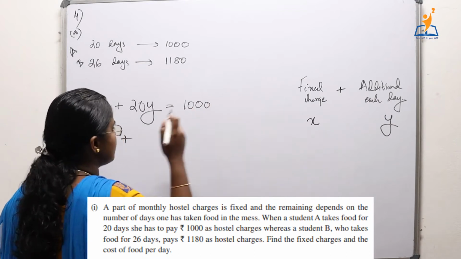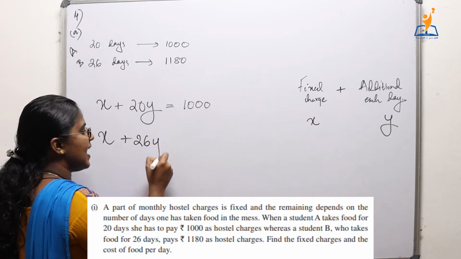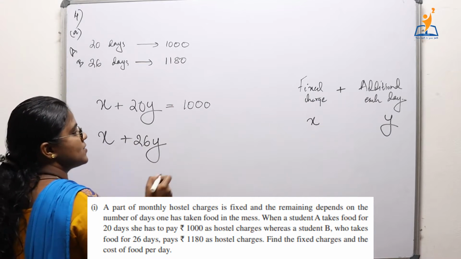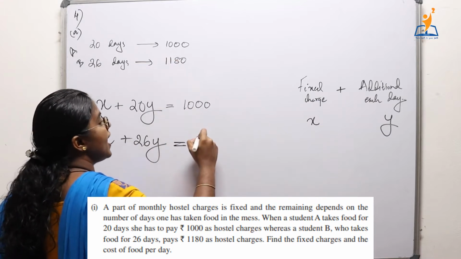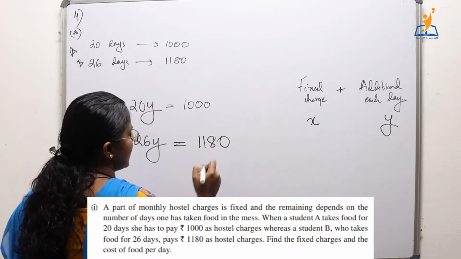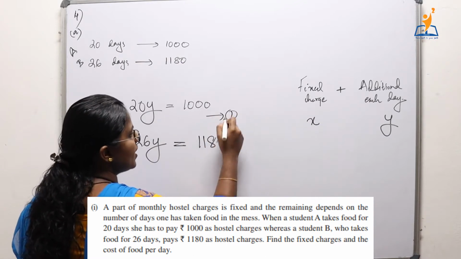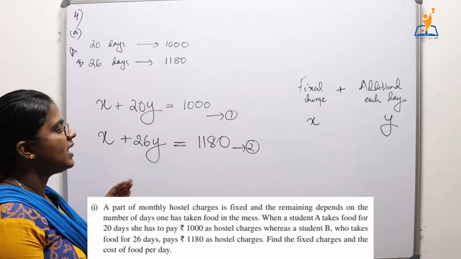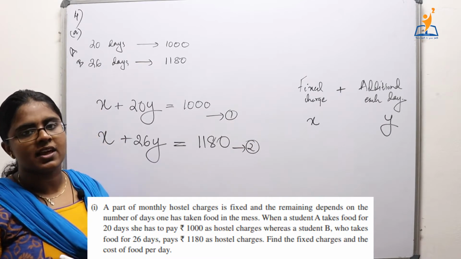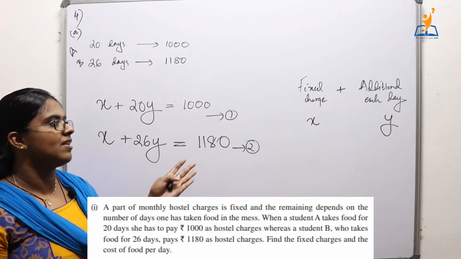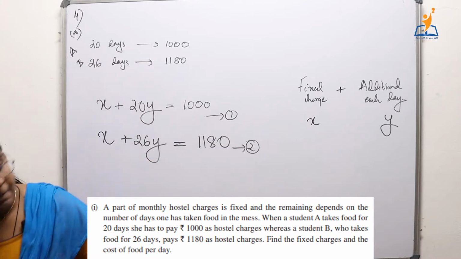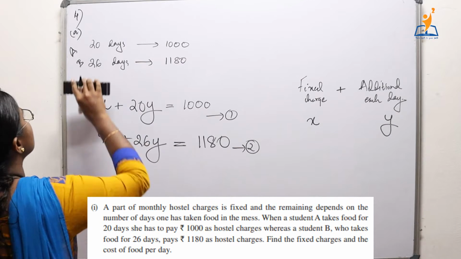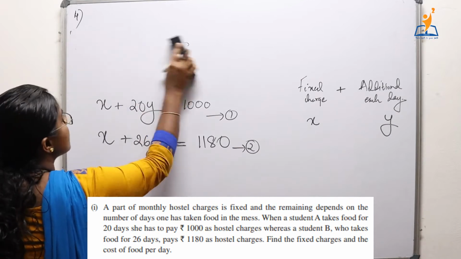For one day it is Y rupees. For 26 days it is 26Y. And she has to pay a total of 1180. So we got a pair of linear equations in two variables, and by solving this pair of linear equations in two variables we will get X and Y. That will be our answer. So this is our equation number 1 and this is our equation number 2.